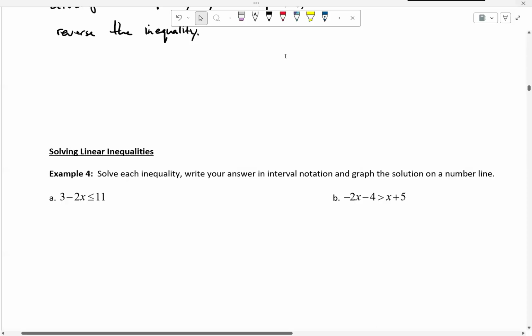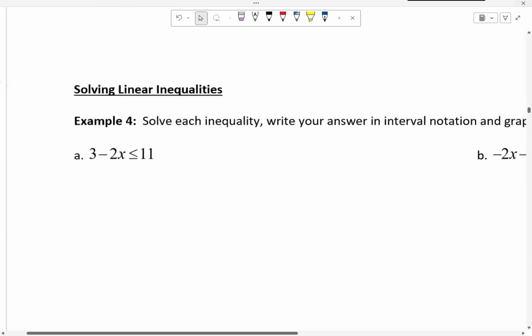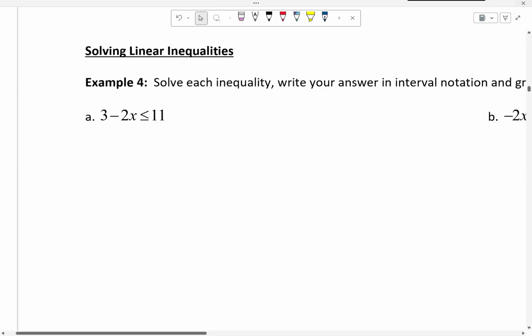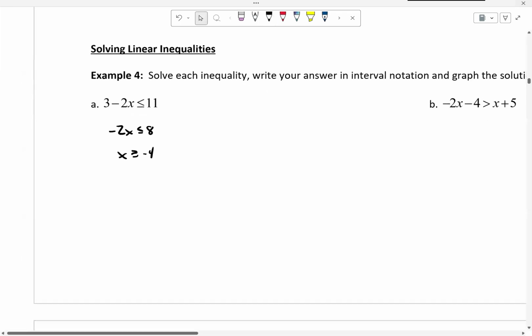Charlotte, tell us what you did, please. I subtracted 3 from both sides. And then I got negative 2x is less than or equal to 8, divided by negative 3. X is greater than or equal to B. Okay.